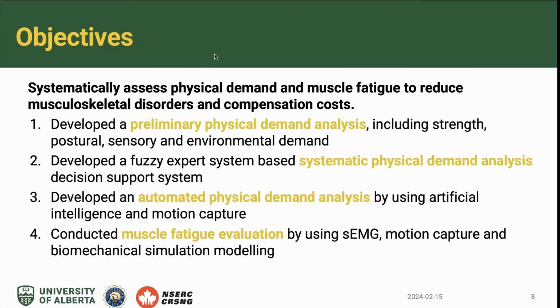We further split the main objective into four sub-objectives, including a primary and basic physical demand analysis, covering the strength, posture, sensory, physical, and environmental demand. Then we also developed a more systematic physical demand analysis to support decision making. Further, we even automated the physical demand analysis with the support of motion capture and AI. And later I'll talk a little bit more about muscle fatigue evaluation using physiological measurements. So let's start with the first objective.